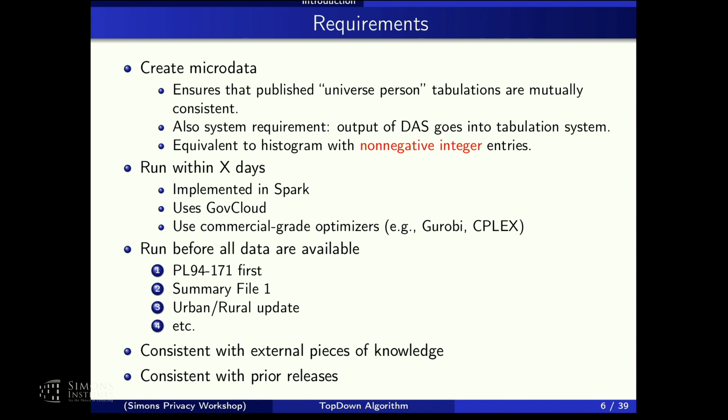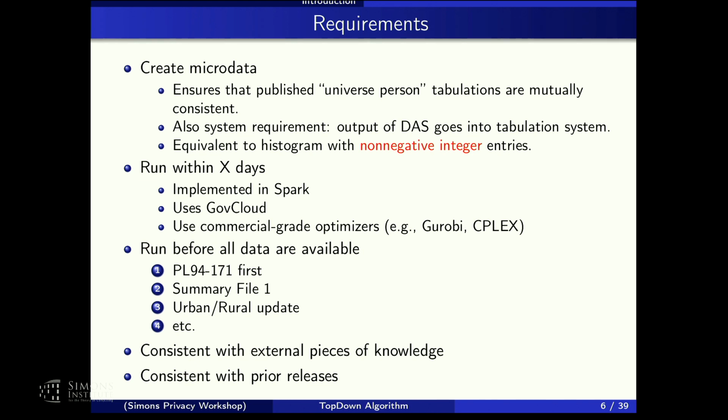Microdata is a little bit hard to work with, but it's essentially equivalent to a histogram with non-negative integer counts. So when I say histogram, I'm referring both to the histogram itself and also to the microdata. One thing to note here is that non-negative integer counts are something a lot of the literature ignored, but it's a crucial property for us.